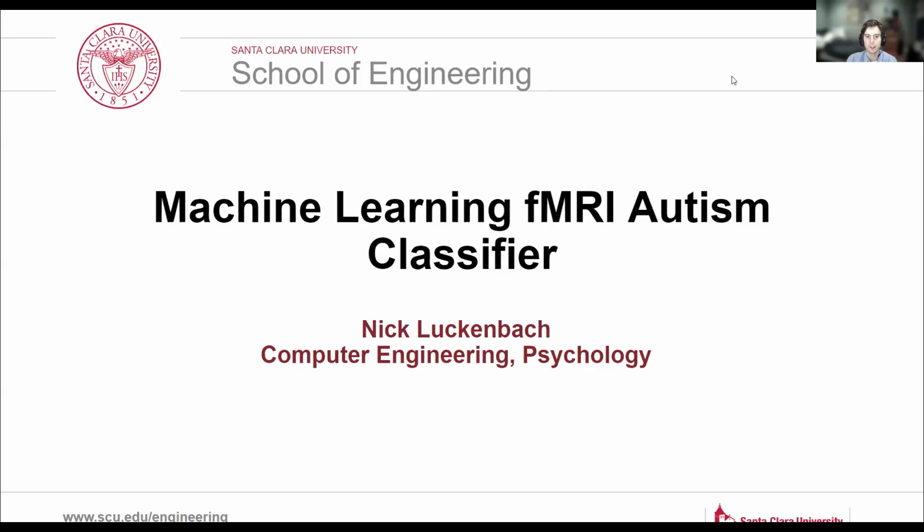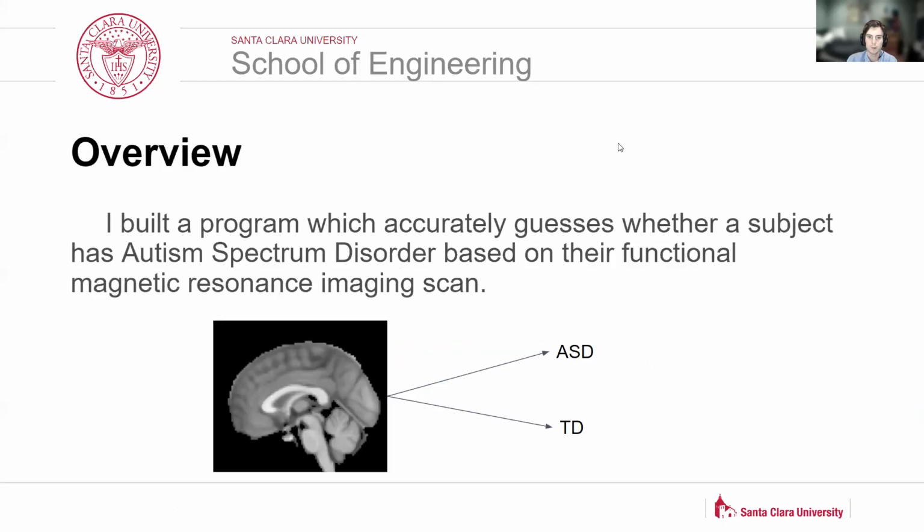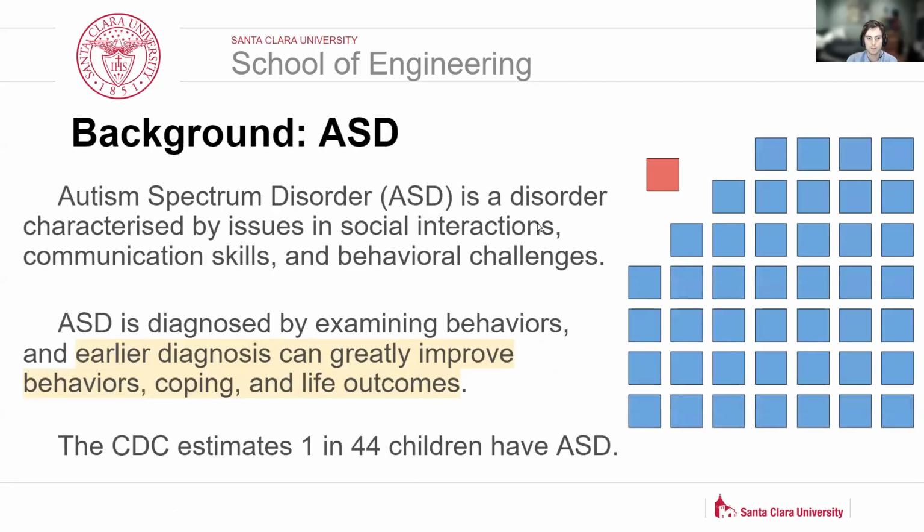I am a computer engineering and psychology major, and my project is a machine learning fMRI autism classifier. The summary of this project is that I built a program which examines the functional magnetic resonance imaging scans of patients with autism spectrum disorder, or ASD, and healthy controls, and it tries to guess which group those patients belong to based on the scan.